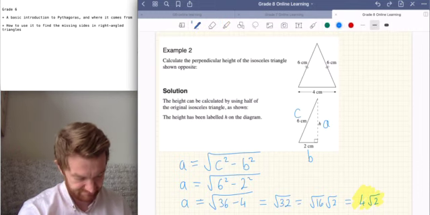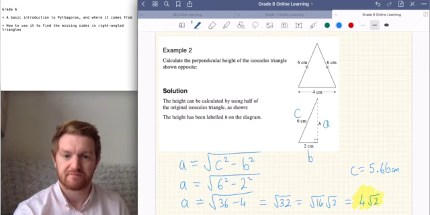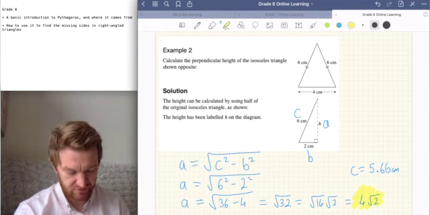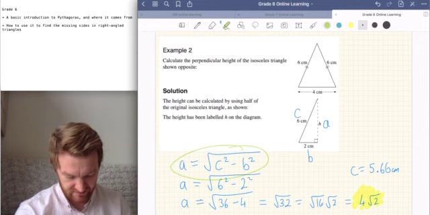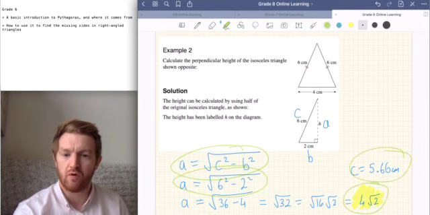Highlighter again. So again, it's just choose the formula, put in the numbers, and then give your answer as a root or a decimal.